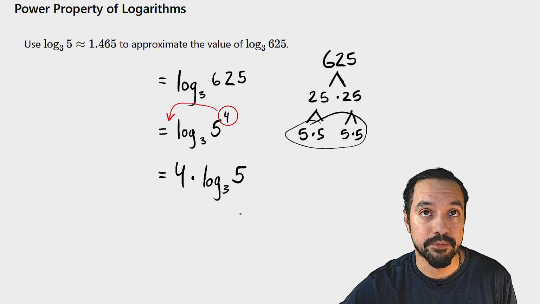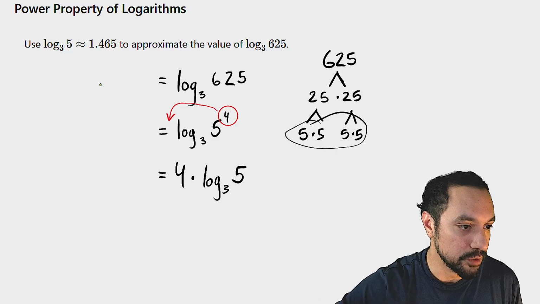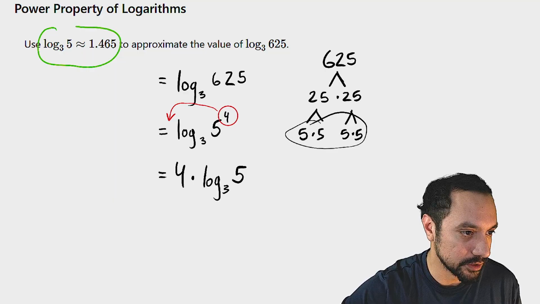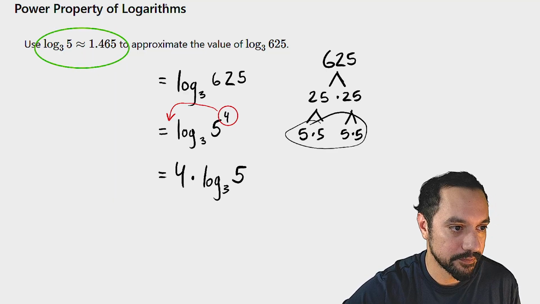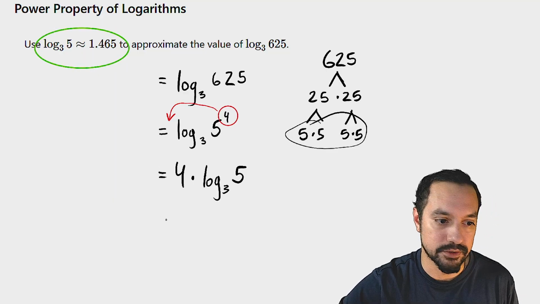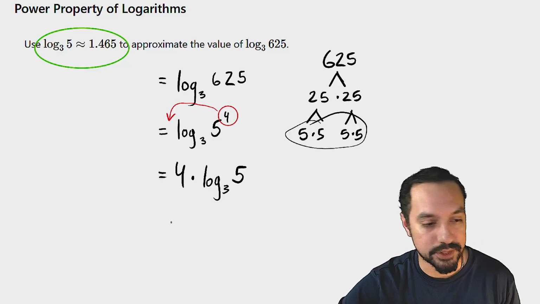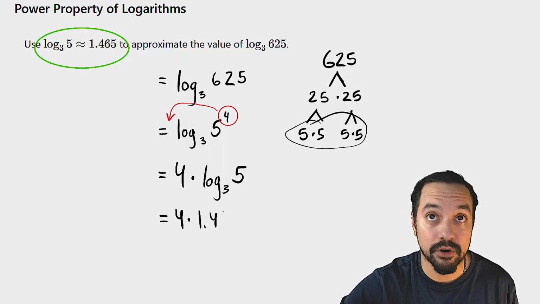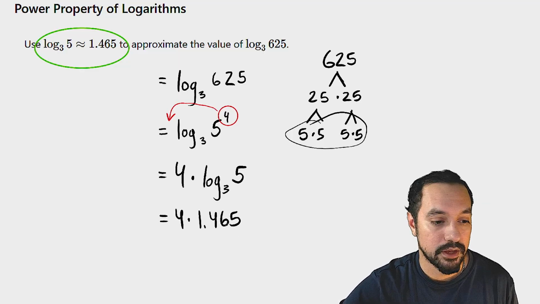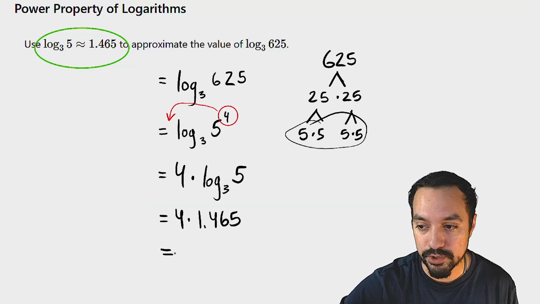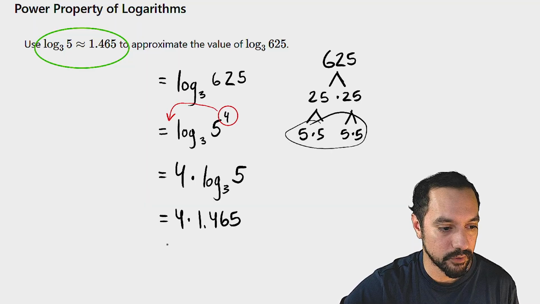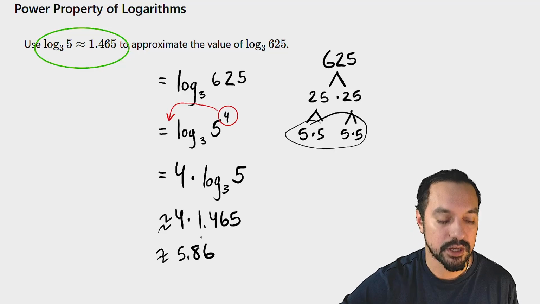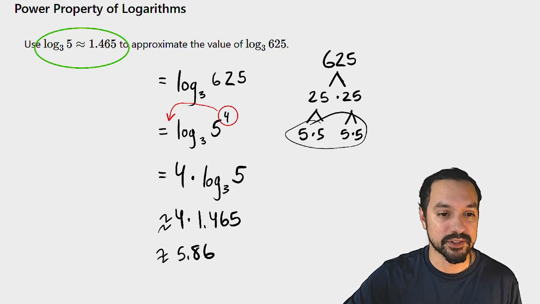Alright, from here, if you're doing it by hand, you would be stuck. However, they gave us this little tidbit of information before we began. So I can just go ahead and do a substitution there. I know approximately what that logarithm is worth. I know that it's just about 1.465. So then I could just go ahead and do the multiplication real quick, and we're approximating now, I get about 5.86 for that logarithm that we worked out.